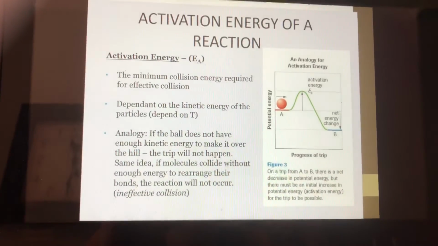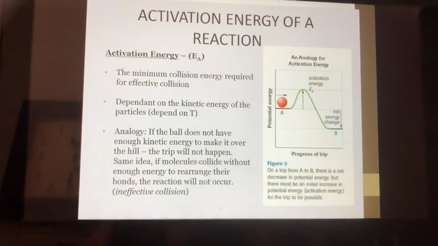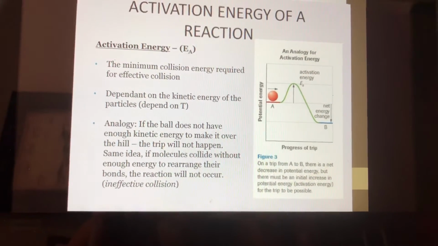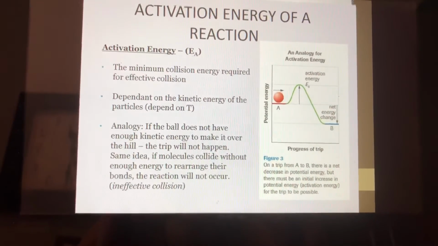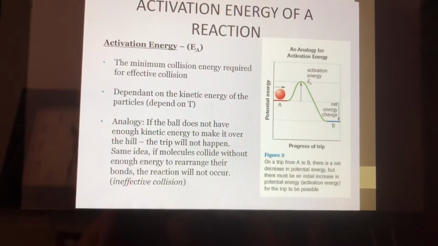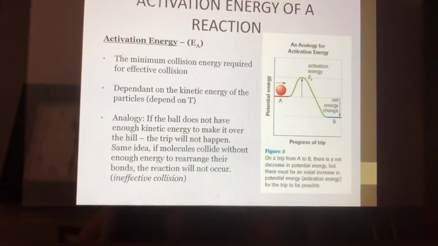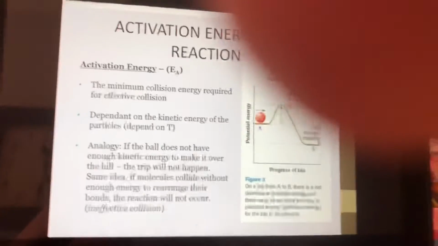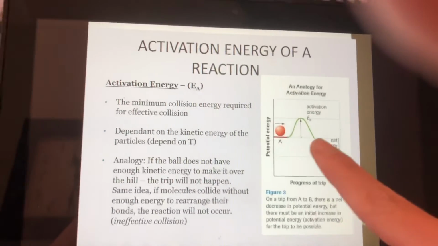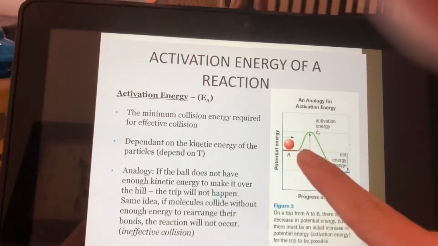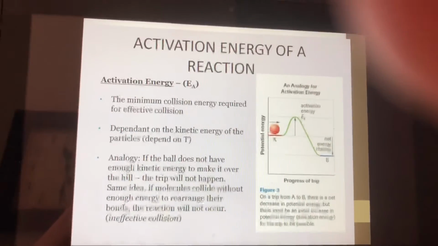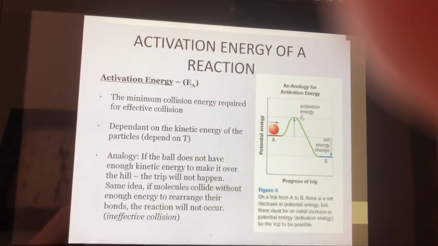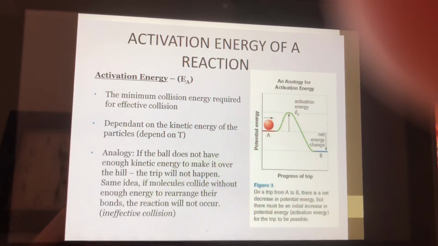Okay, so activation energy is the minimum collision energy required for an effective collision. It's dependent on the kinetic energy of the particles. So an analogy to this is if the ball does not have enough kinetic energy to make it over the hill, the trip will not happen, as shown in the graph on the right here. Okay, so the ball must overcome this energy in order to do the trip down the hill. So that's an analogy to understand what activation energy means.